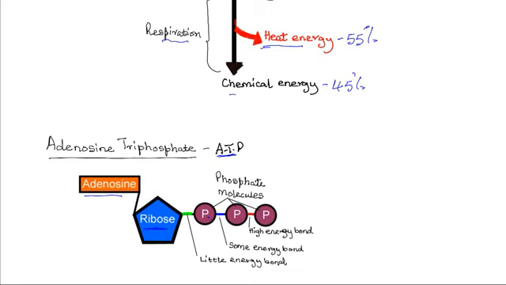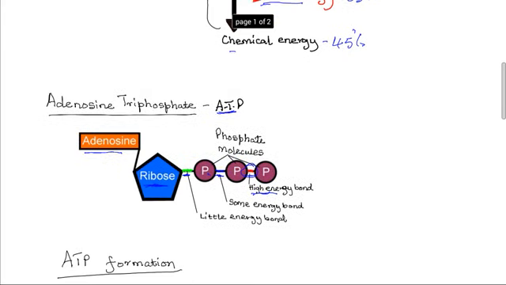The first bond to the ribose carries very little energy. Then the second bond, a little bit more energy. It is the third bond that carries a lot of energy. So it is this high energy bond that is made and broken. It is this high energy bond that carries the energy, chemical energy released during respiration.